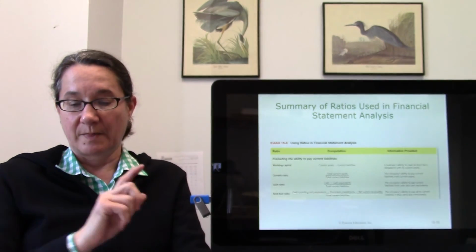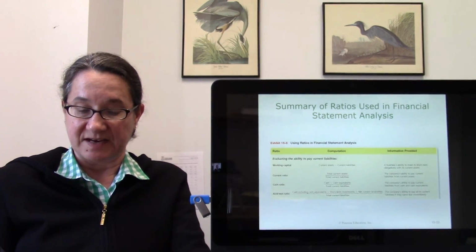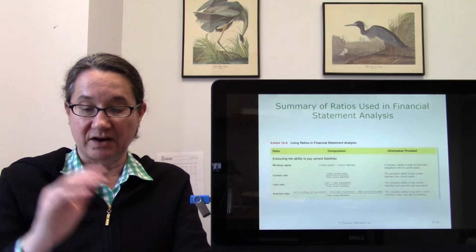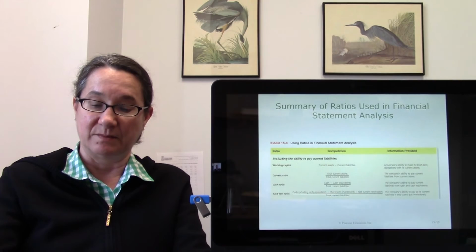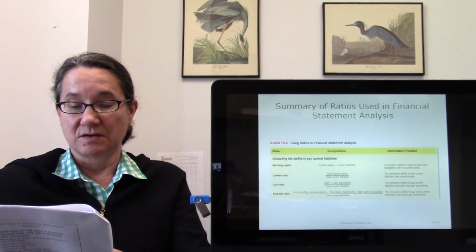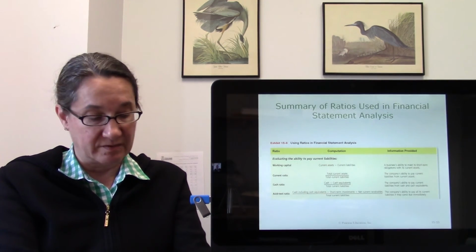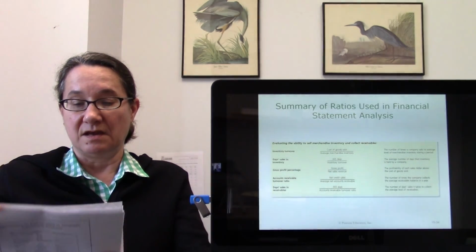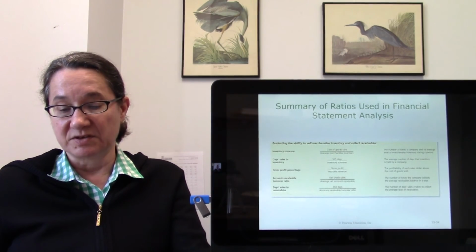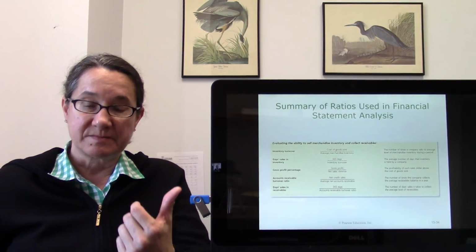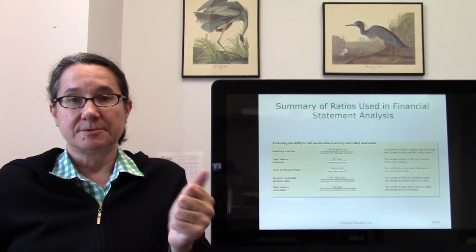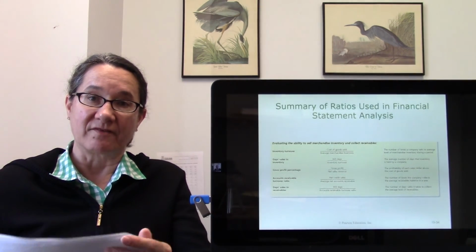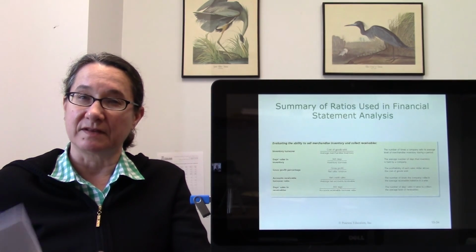All right, so if you'll check out Exhibit 15.8, there's a summary of all the ratios used, and they're categorized by what they do, right? The ability to pay current liabilities, which is the working capital, the current ratio, and the cash ratio. Evaluating merchandise inventory and receivables. So we've learned all these. They're summarized in this table, and I'm going to give you this table for the final, so you don't have to memorize everything.